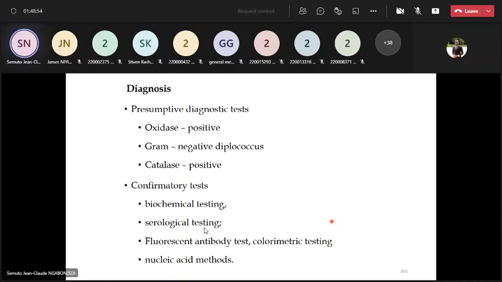As diagnosis, with colony oxidase positive, gram negative diplococcus, catalase positive, you can already think about Neisseria gonorrhoeae, but confirmatory tests are biochemical testing and serological testing. Sometimes you can use specific fluorescent antibody test, colorimetric test, or even PCR.